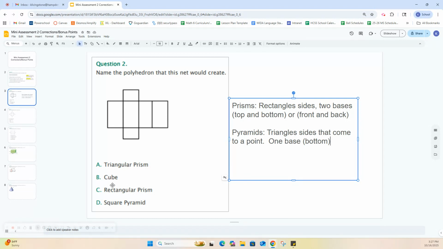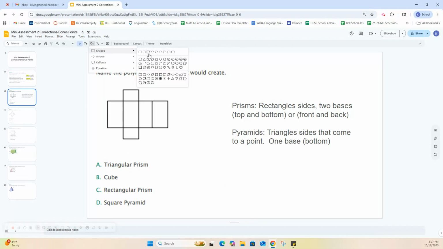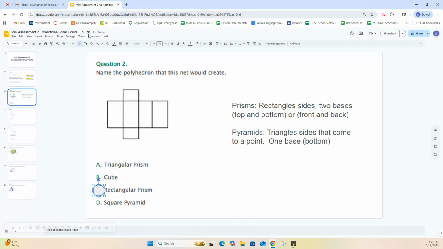Now we need to think, would this be a triangular prism? Do we have triangle bases or do we have rectangle bases? Are my top and bottom triangles or rectangles? They are rectangles, so this would be a rectangular prism. All right, let's move on.